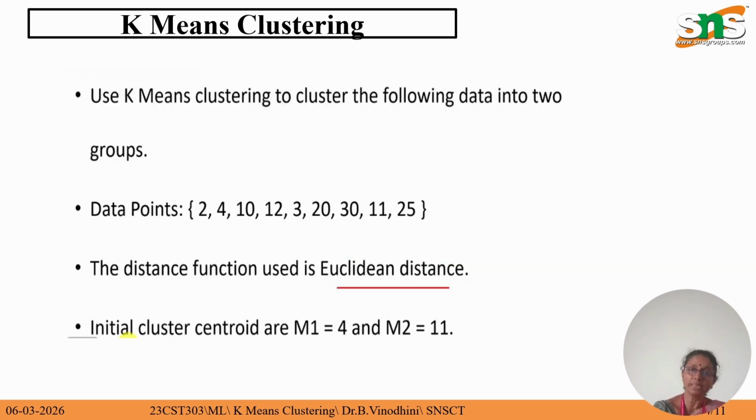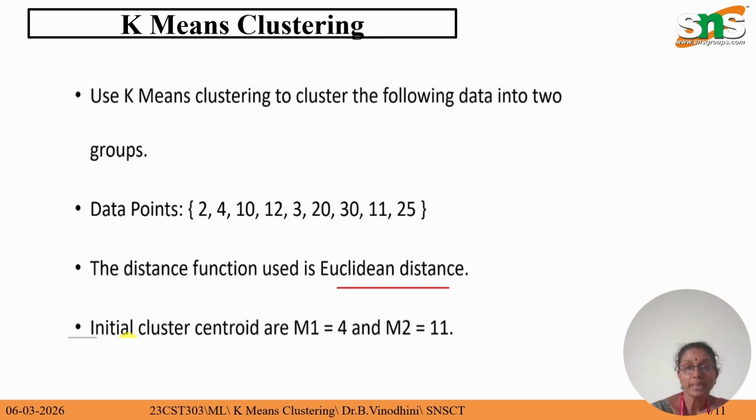For example, consider one example. In k-means clustering, we have one-dimensional and two-dimensional clustering. Now we will see how we can group clusters for one-dimensional data points. For example, consider the data points 2, 4, 10, 12, 3, 20, 30, 11 and 25. The cluster distance is calculated based upon the Euclidean distance. You already know the Euclidean distance formula: the square root of (x2 minus x1) the whole squared plus (y2 minus y1) the whole squared.